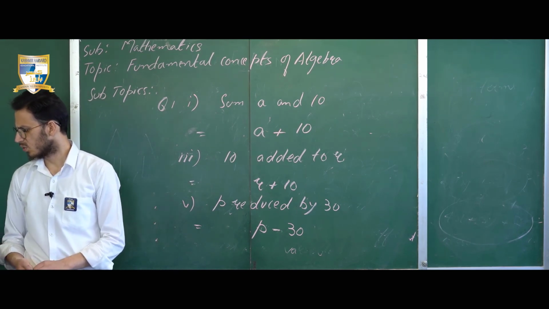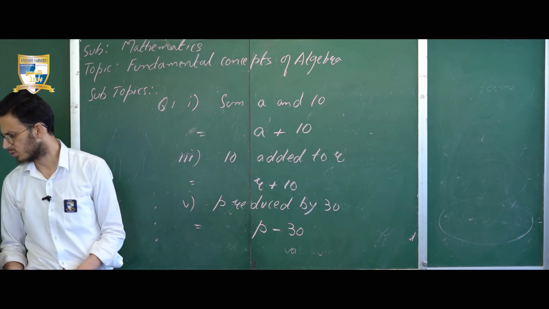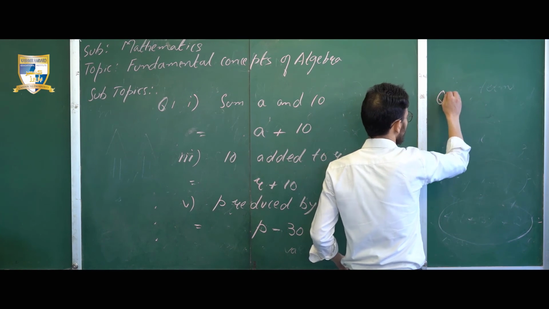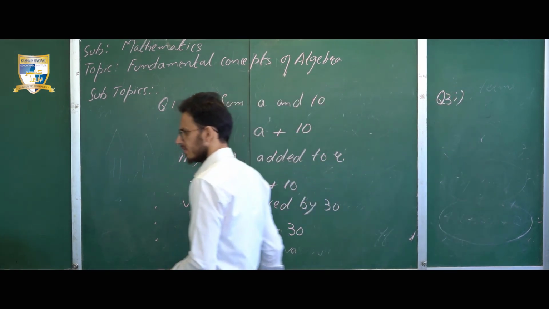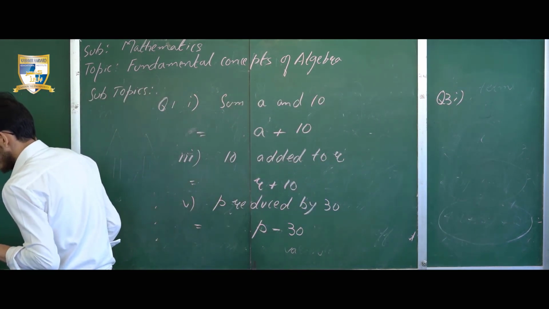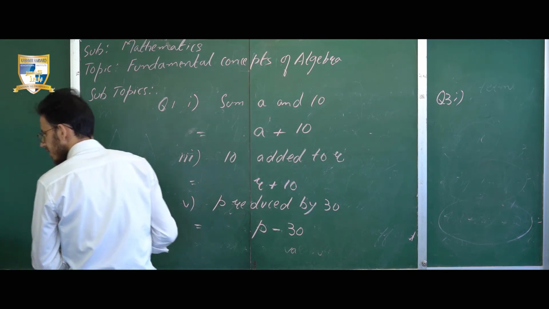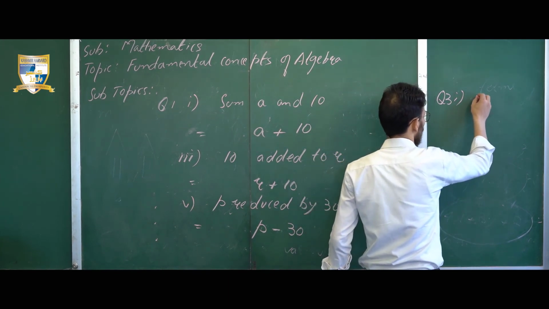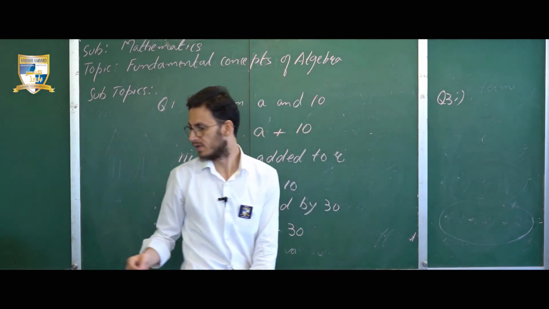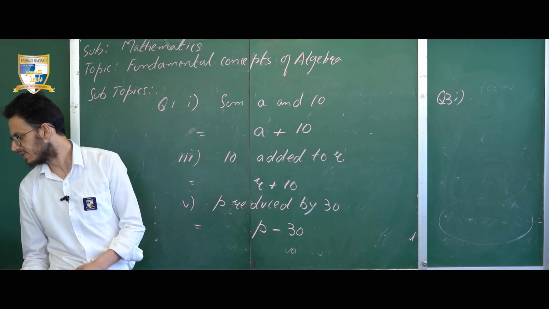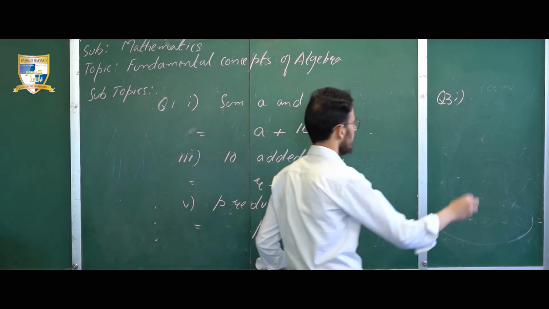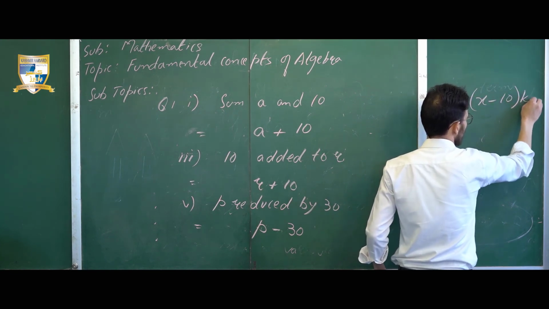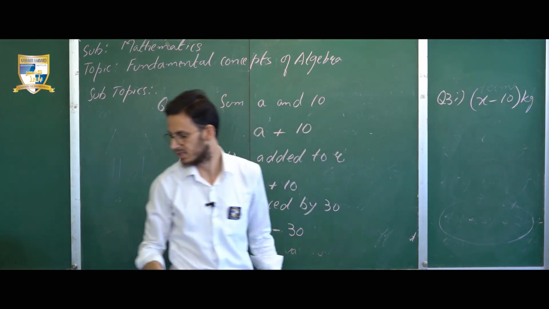Question number 2 is the same. Question number 3 is the same. 4 is the same. I'm going to show you question number 3, part first. Express algebraically 10 kg lighter than x kg. So we have to convert it into algebraic form, and the statement is 10 kg lighter than x kg. So we can write it as x minus 10 kg. This is the algebraic form of this statement.